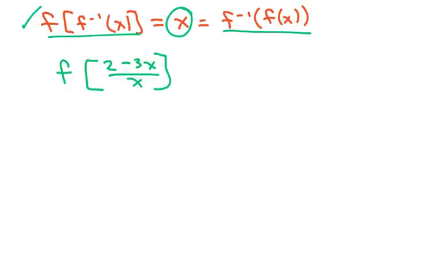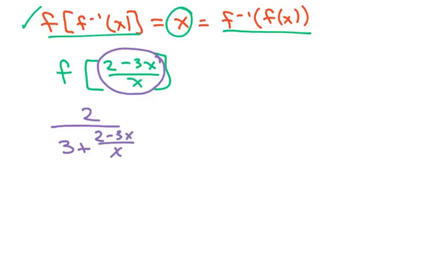So I write down f, which is 2 over 3 plus x. Now my x is going to be 2 minus 3x over x. We have to simplify this, and the best way to do this is a little trick. We're just going to multiply the numerator by x and the denominator by x. I'm going to put this in fraction form.